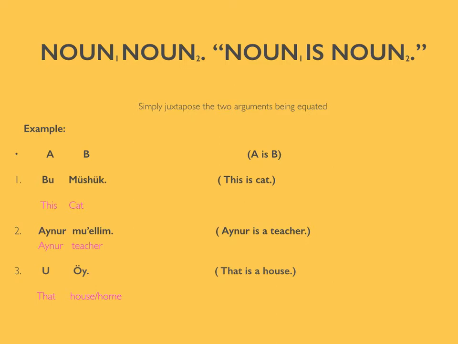The third one, U öy. Öy means house or home. U means that. We have learned that. So also it means it. So U öy, that is a house. U öy, that is a house. You just see A, B, it means A is B.